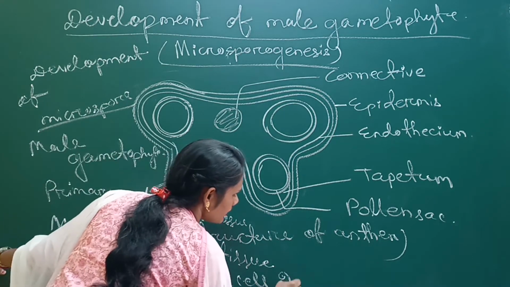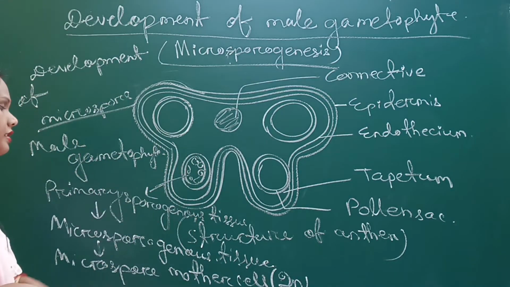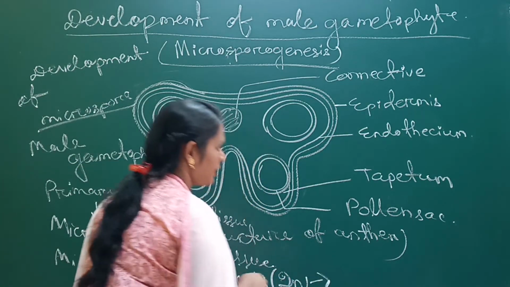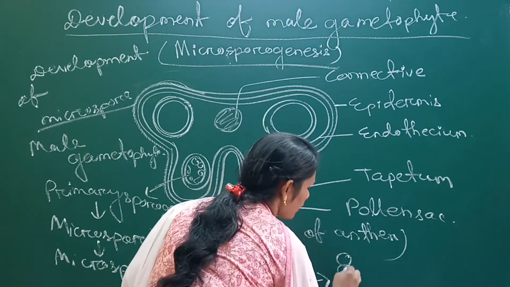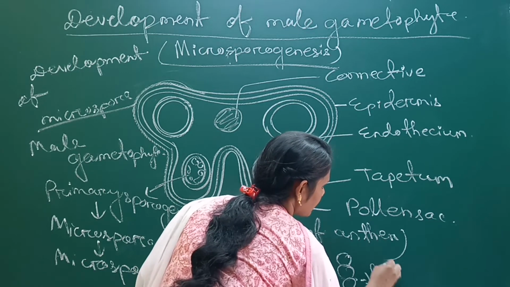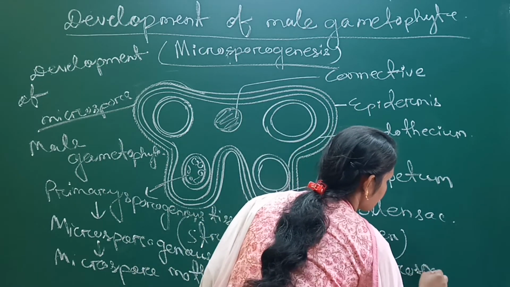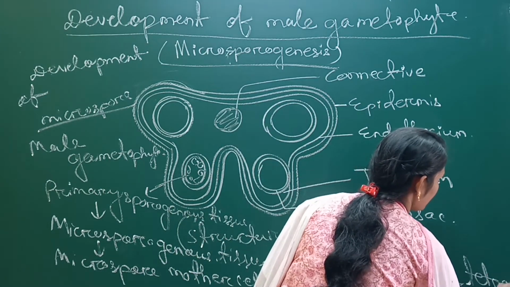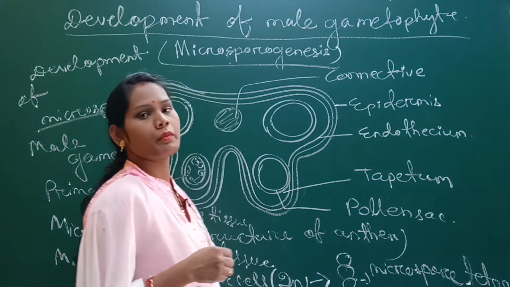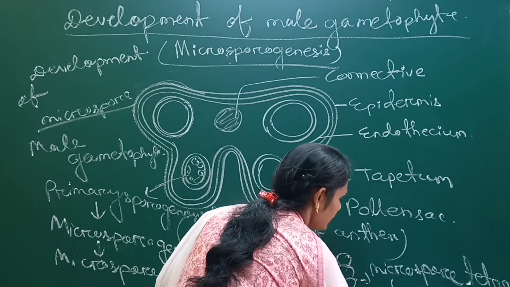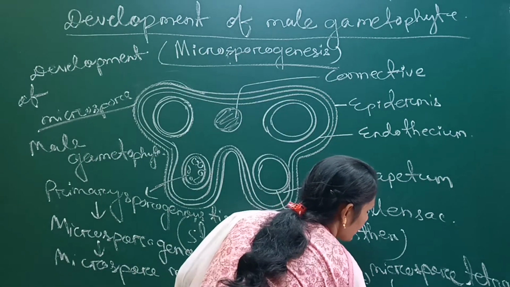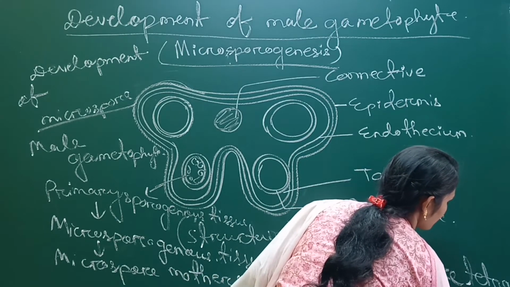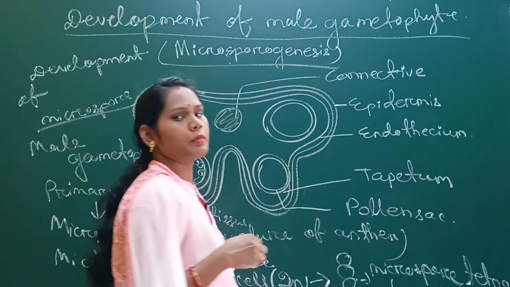And it has a diploid chromosomal structure. This microspore mother cell divides meiotically and forms a microspore tetrad of 4, and these 4 microspores of the tetrad develop into 4 haploid microspores, or 4 pollen grains.